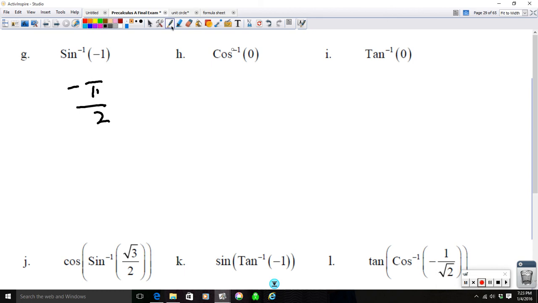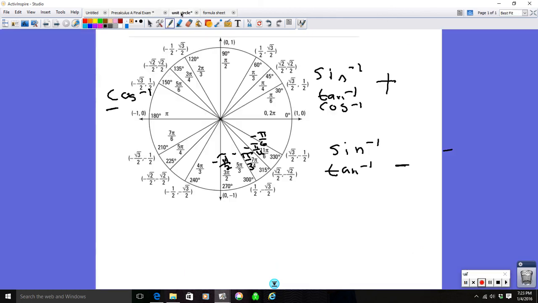Cosine inverse is 0. Okay, so cosine inverse is 0, where cosine is 0. Cosine is 0 here, and this angle is going to be pi/2.